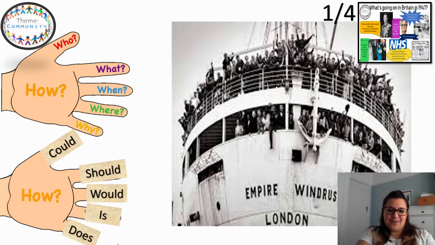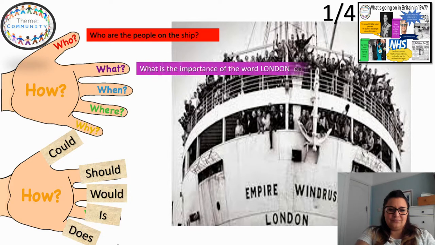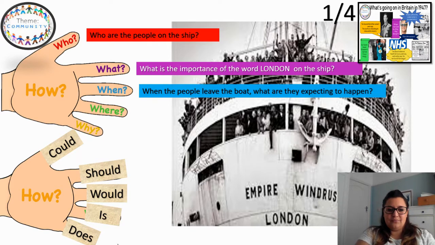Here are my 10 questions. Who are the people on the ship? What is the importance of the word London on the ship? When the people leave the boat, what are they expecting to happen? You can see how we're using those W questions, who, what, when, to begin each of our questions. And I'm remembering that because it's a question, I'm placing a question mark at the end.